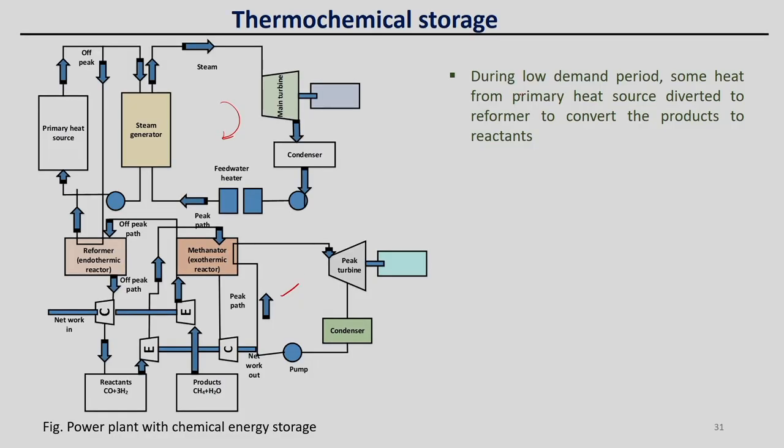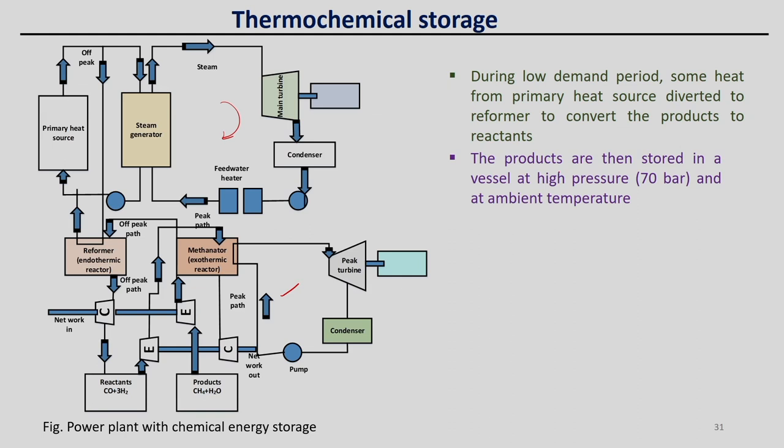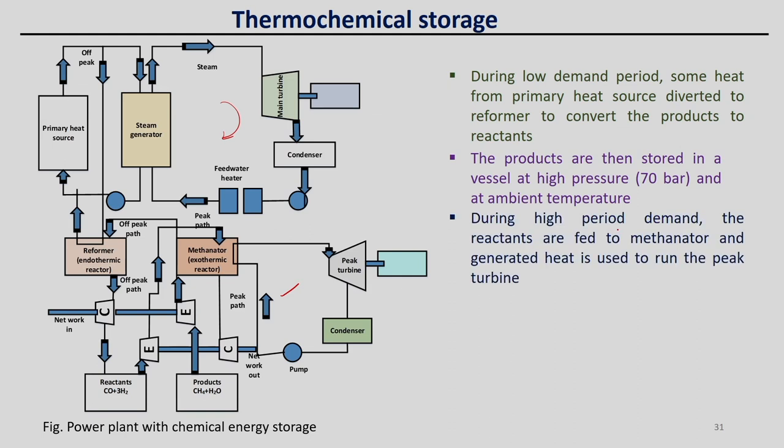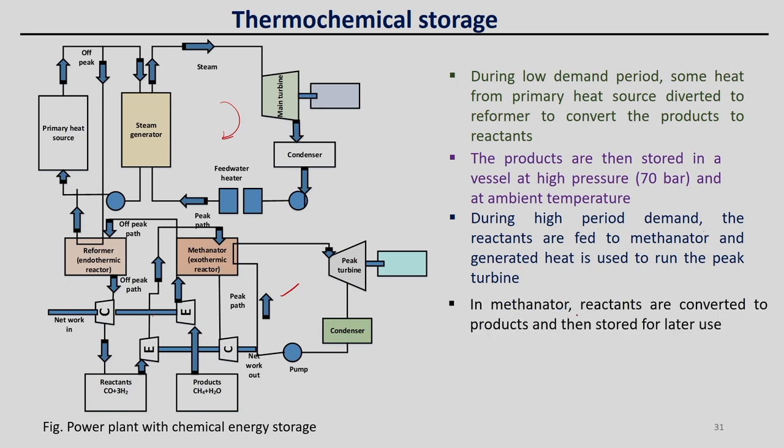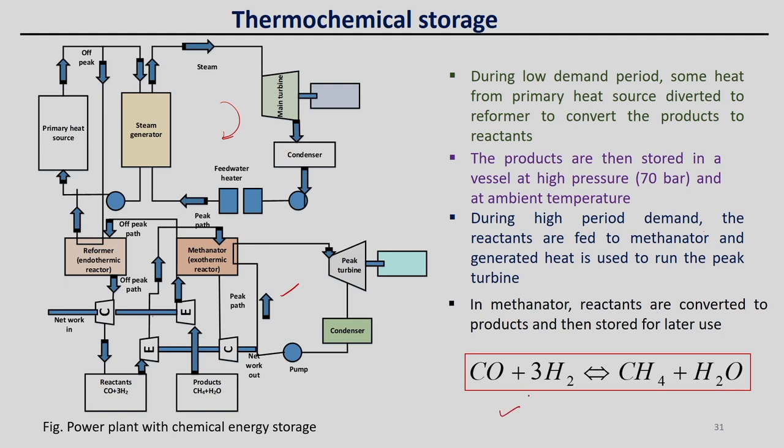And also we can elaborate here, during low demand period, some heat from the primary heat source is diverted to the reformer to convert the products of reactants, and the products are then stored in the vessel at high pressure and at ambient temperature. So during high demand period, the reactants are fed to the methanator and the generated heat is used to run the peak turbine. And in the methanator, reactants are converted to products and then stored for later use. So I've already demonstrated how it works and how this energy is generated during the exothermic, and then how this energy is utilized during the endothermic. Okay. So turnaround efficiency of this kind of plant is about 85% to 90%.